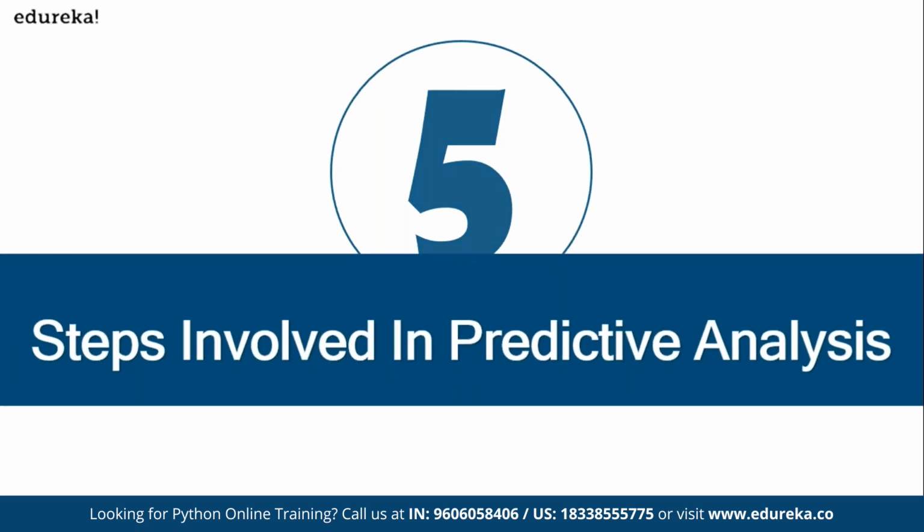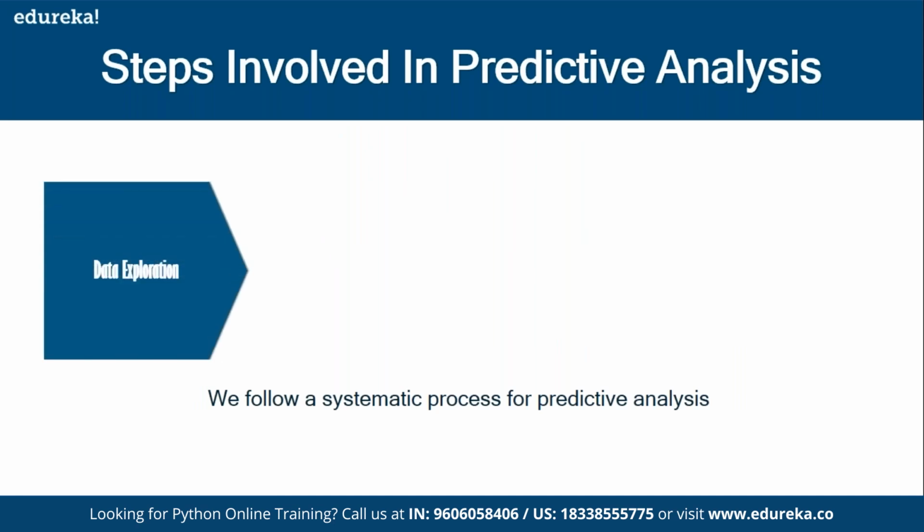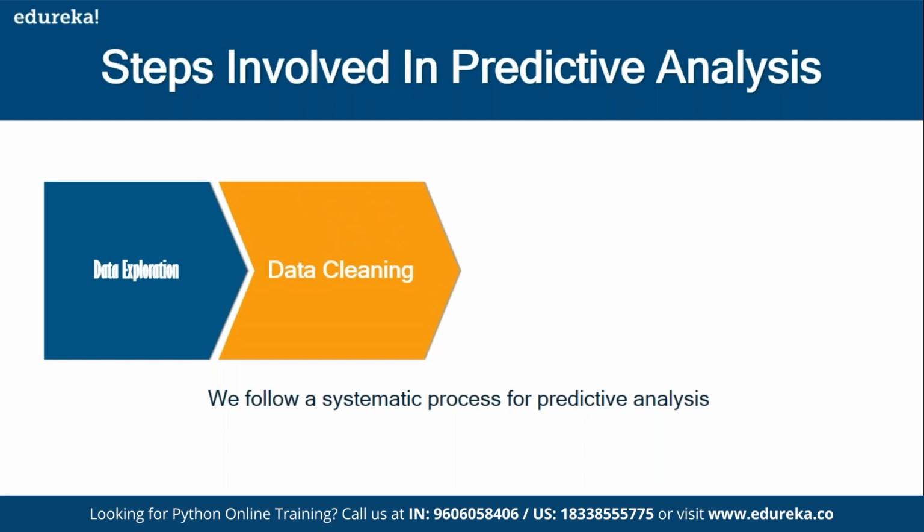Steps involved in predictive analytics. We follow a systematic process for predictive analytics. First of all, we do data exploration. Data exploration means analyzing the data, how it looks like, what are the different fields in it, what are the different data types in it, whether outliers are there or not, whether all the columns are numerical or not. We explore and analyze the data. Then we do data cleaning. Once we explore the data, we come to know where are the outliers, where are the missing values, where are the correlations, where is the variance. And we clean the data by removing the outliers, by removing the comma, removing the dollar symbol, removing the special characters. We do a lot of data cleaning.